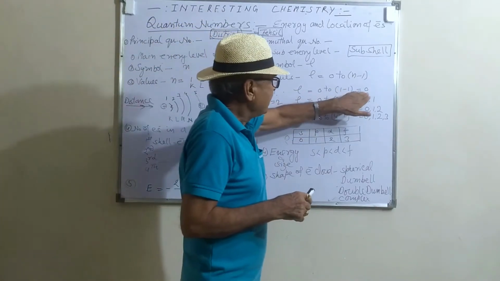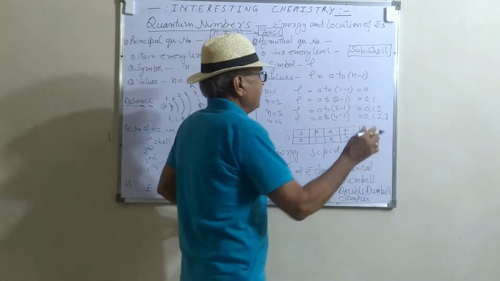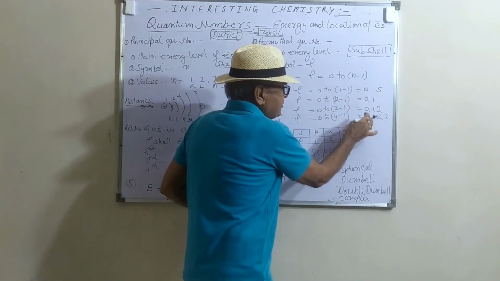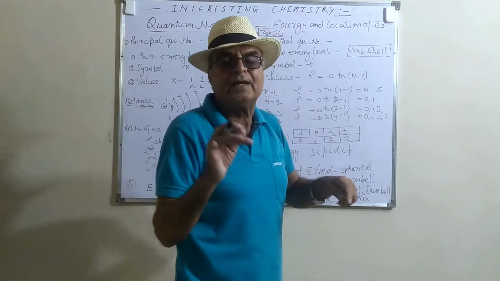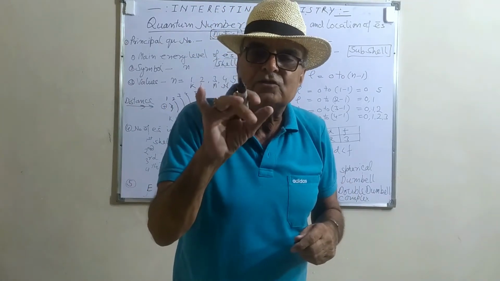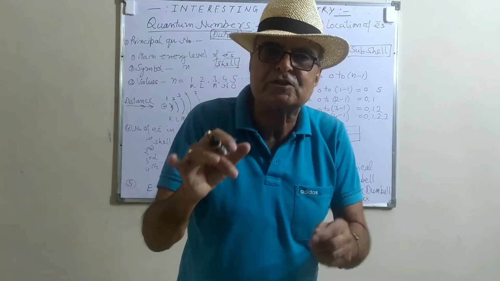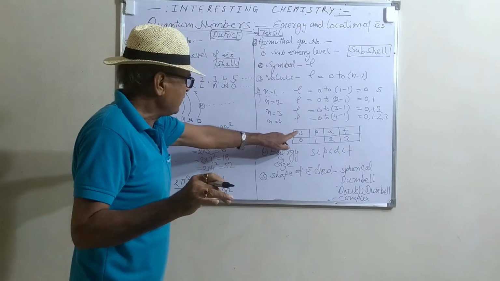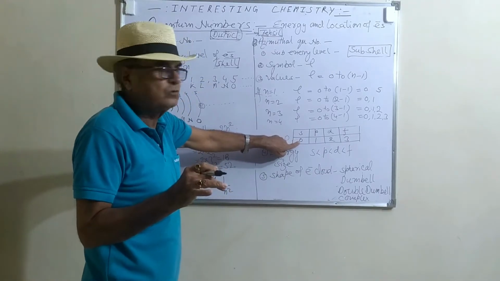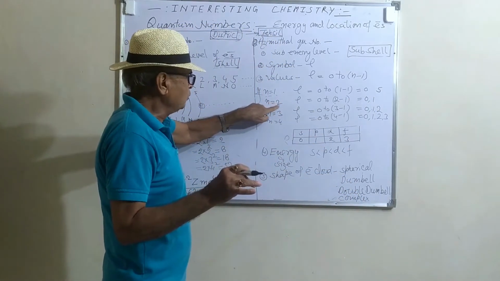So this zero is the notation of S. Whenever you find these zeros, this zero shows S. So if I ask you what is the value of L for S, you can say the value of L for S is equal to 0. And this is S.